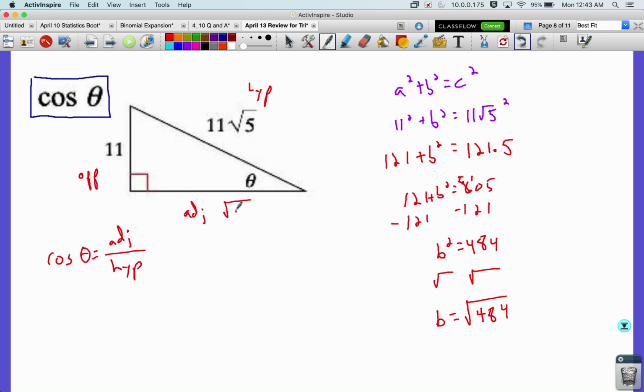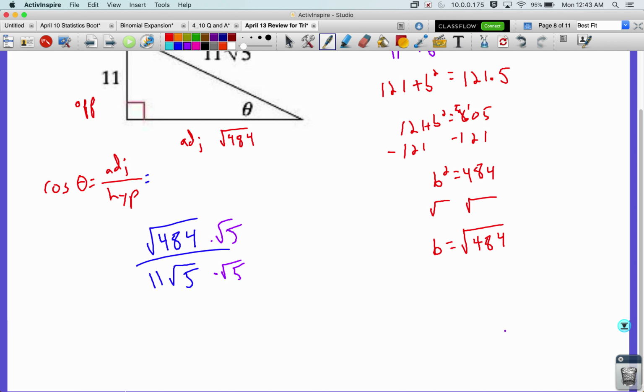So adjacent right here is root 484. We're almost done. Now we just got to plug in hypotenuse and adjacent. And so we get square root of 484 over 11 root 5. Now the issue here is that we don't like square roots in the denominator. So I'm going to multiply the top and the bottom by root 5. So now I've got cosine of theta equals 484 times 5, the square root of 2,420 all over 11. Now let's see if any perfect squares fit into the 2,420.